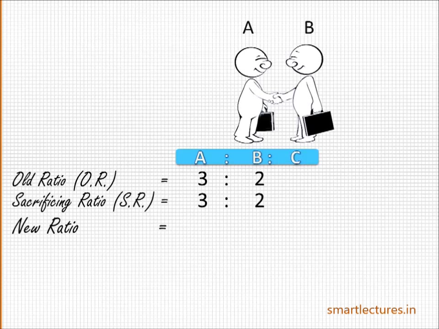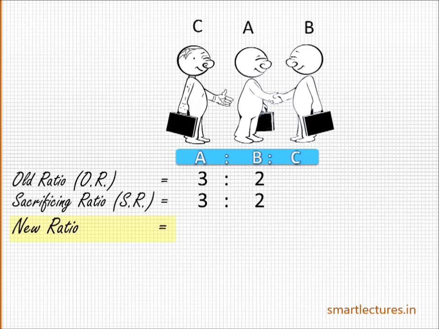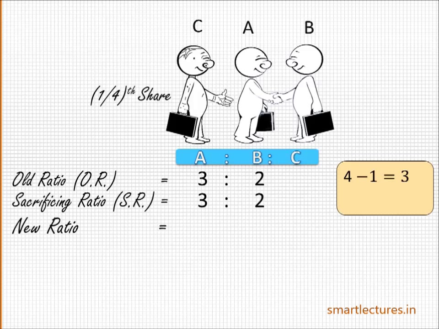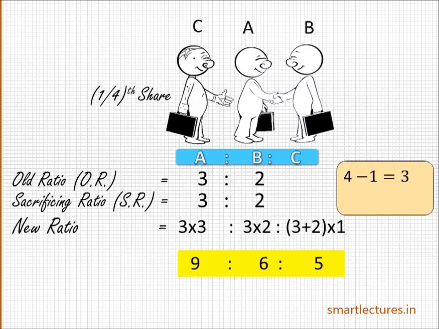Now the new ratio. You know C is coming for 1/4 share, so the difference between 1 and 4 is 3. So 3 will be multiplied by 3, it is 9. Then this 3 will be multiplied by 2, that is 6. Then 3 plus 2 is equal to 5, 5 multiplied by 1, 5. So the new ratio is 9:6:5. Now we'll start journal entries.